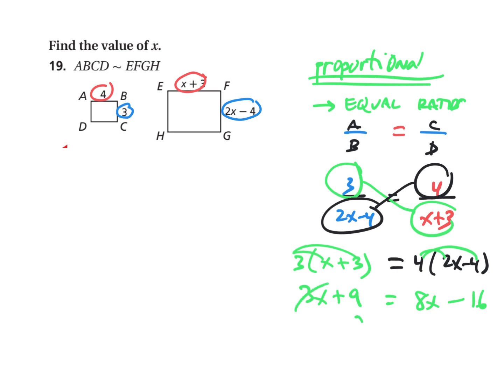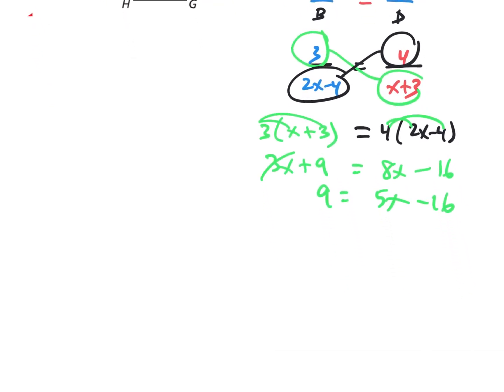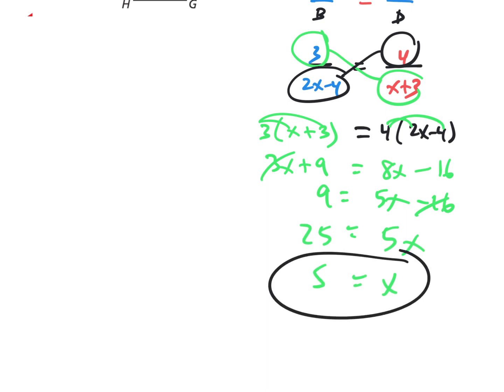Subtracting 3x from the left and from the right leaves us with that. And then adding 16 to this negative 16 makes it 0, and adding 16 to the left makes that 25. And then dividing both sides of this equation by 5 gives us x equals 5. And that's it for number 19.